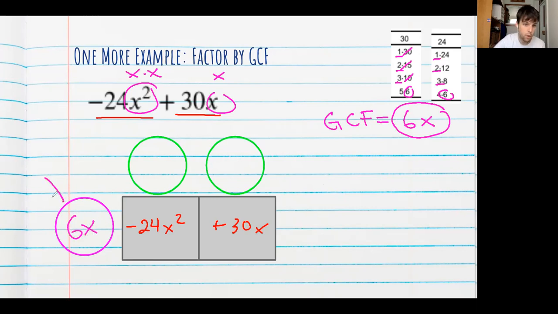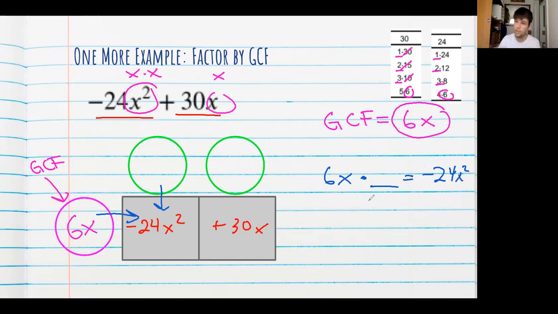Here is where we always put our GCF. It's the one number that they have in common. And then we need to figure out these numbers that go on top. So again, we remember the area model works this way. These two things come together to multiply to give me this. So I have 6x times something giving me -24x squared.